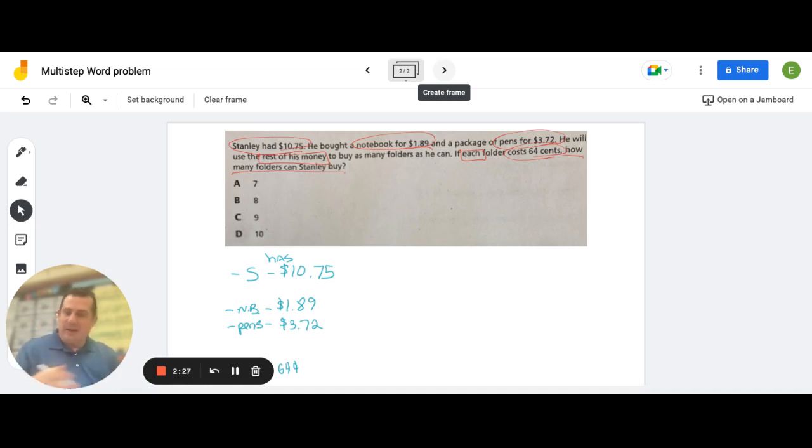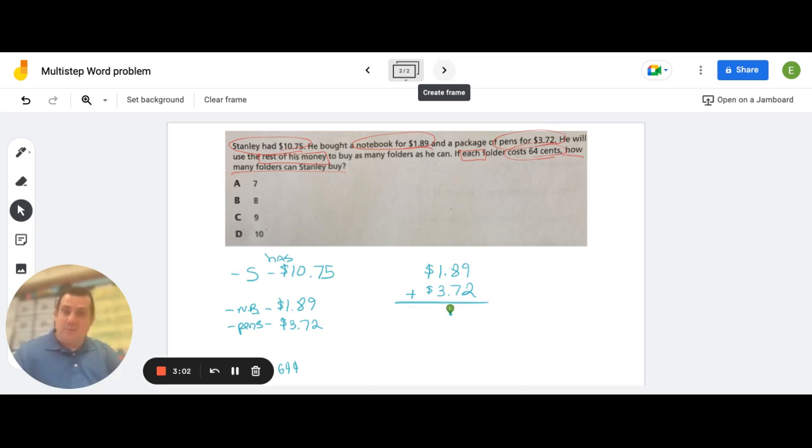I'm going to do it like I would if I went to the grocery store. At the grocery store, it's going to take every item that you buy and scan it and add everything up, and then it's going to take that away from the money that you give the cashier. So that's what I'm going to do here. So I know that he bought a notebook for $1.89 and he bought a pack of pens for $3.72. So I want to know how much money he spent.